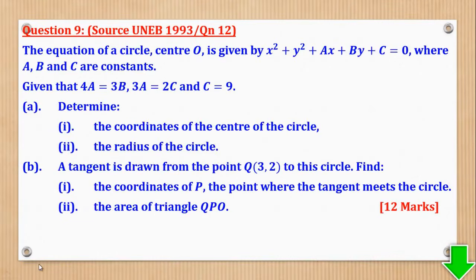So part B says that a tangent is drawn from point Q, which is (3, 2), to this circle. Find, Roman 1, the coordinates of P, the point where the tangent meets the circle. Then 2, the area of triangle QPO.